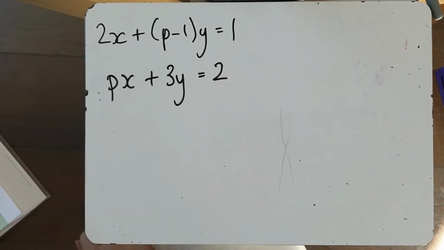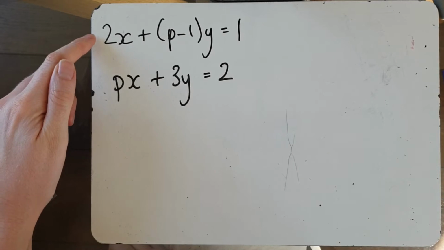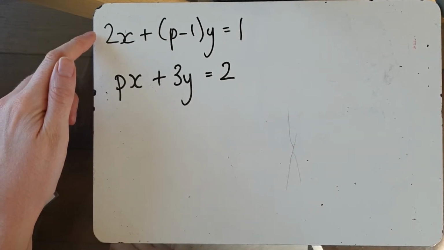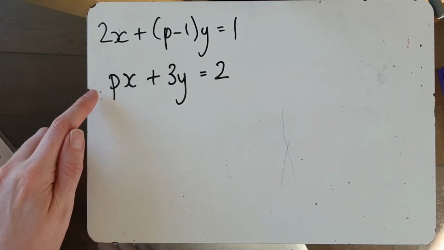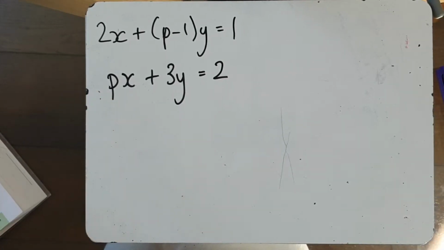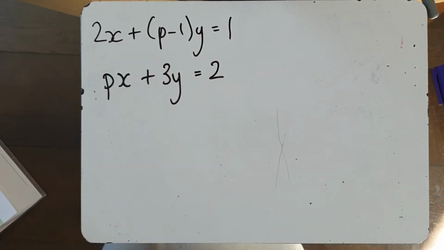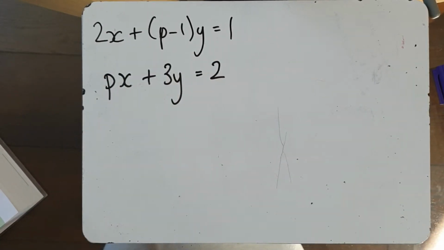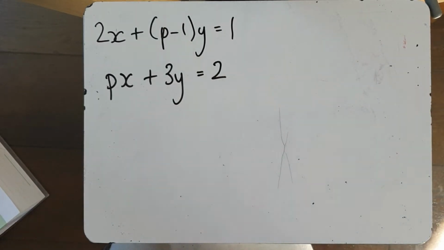For example 39, you've got the system of equations 2x plus (p minus 1)y equals 1 and px plus 3y equals 2. We want to find the values of p such that this system has a unique solution. So we're going to solve this in the usual way at the beginning for simultaneous equations.